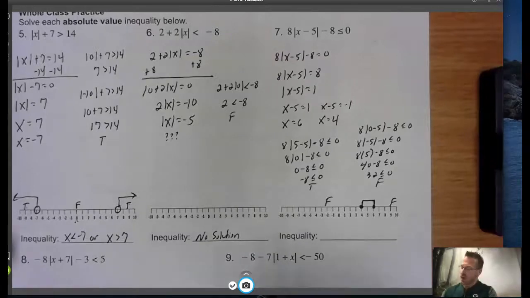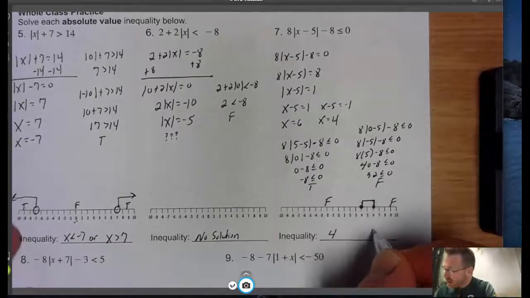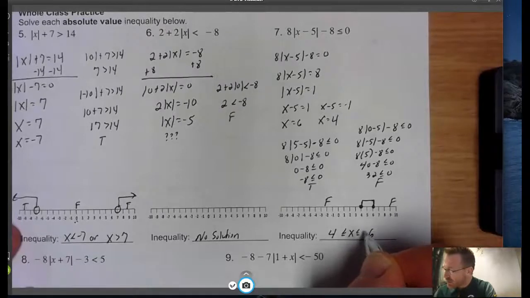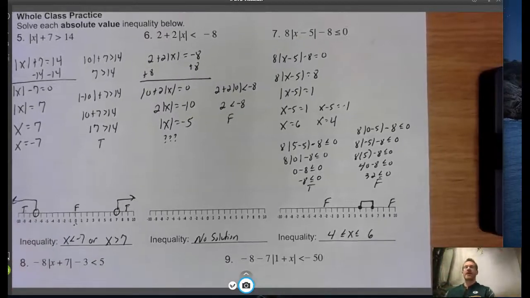All right, and then we just write our inequality. So 4 and 6, less than or equal to, all right, just like that. And there you go. And that's how we solve absolute value inequalities.